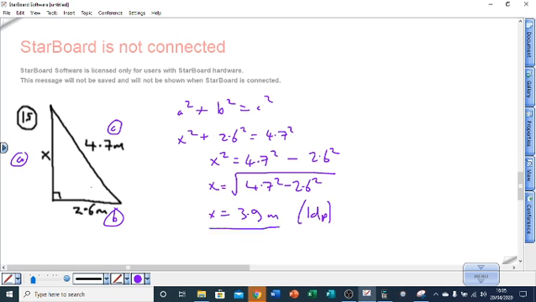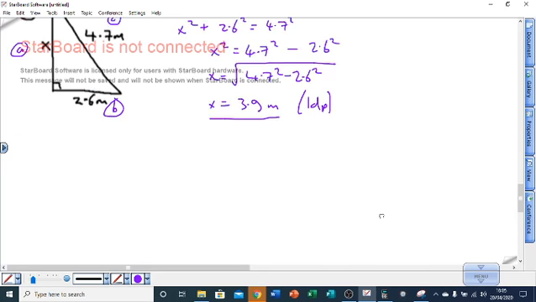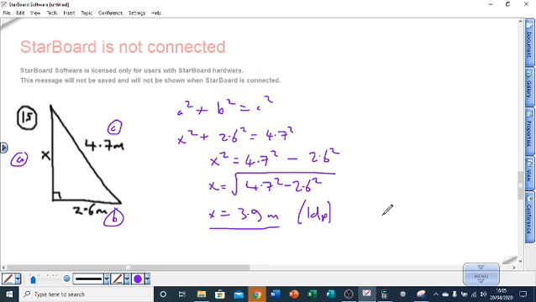Now I'm looking at this and I've got to make sure that that is the longest side, and that is 3.9. So yeah, it's longer than any other side. So yep, there's the final answer. Okay, and that is it. I hope that helps.